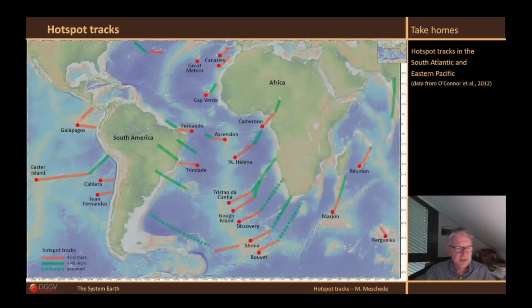If we look at this situation from a little further away, we can see also other hotspot tracks in the Atlantic and also in the Indian Ocean and the Pacific. And they all have a characteristic kink in a similar orientation at about the same time, around 45 million years.